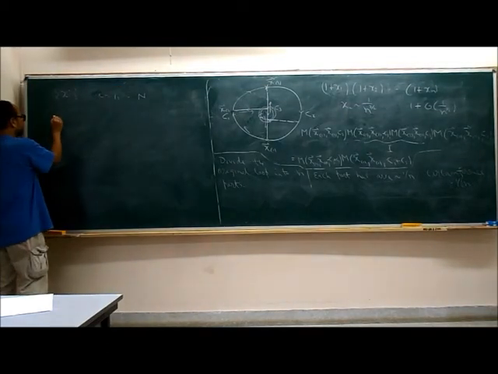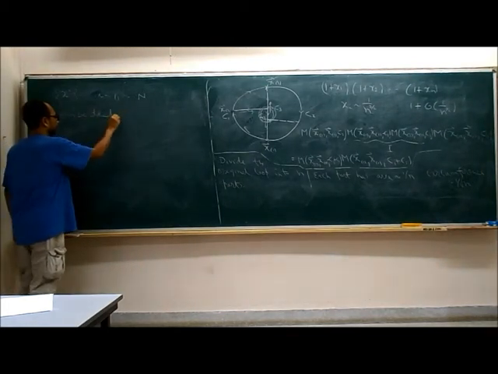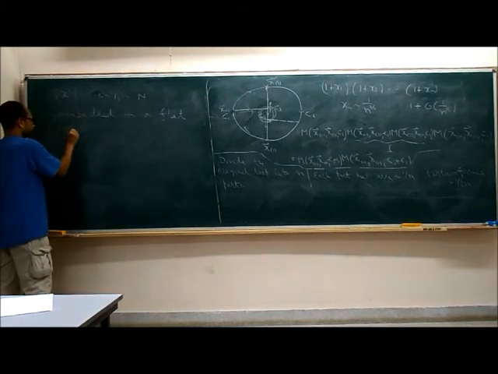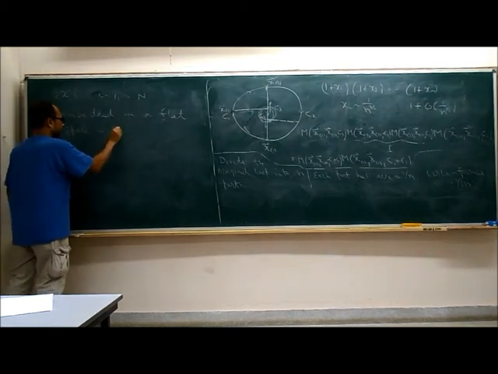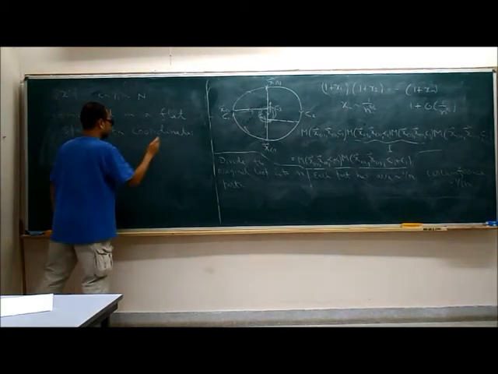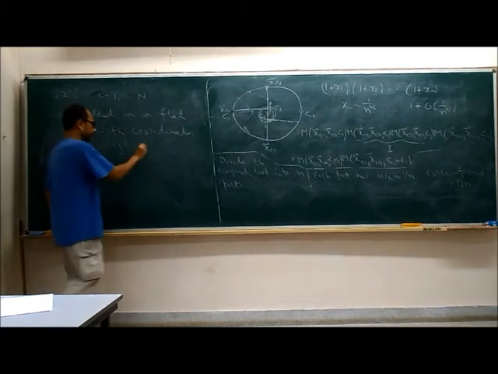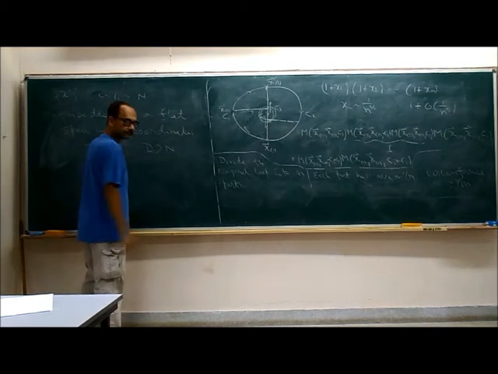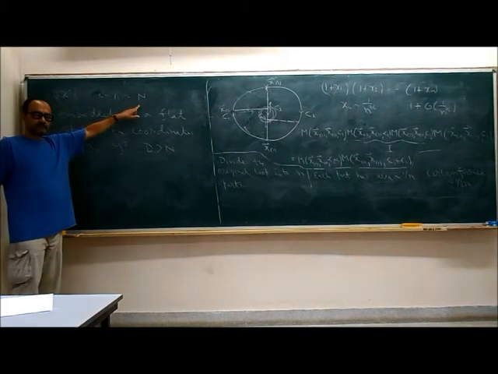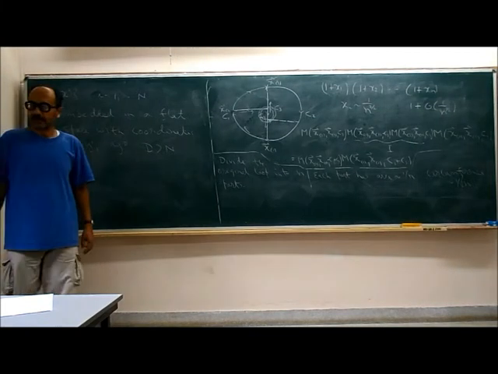So then we say that this is embedded in a flat space with coordinates y1 to yd. Typically d is larger than n. So for the sphere, n is 2, d is 3, when you write x^2 + y^2 + z^2 = s^2.